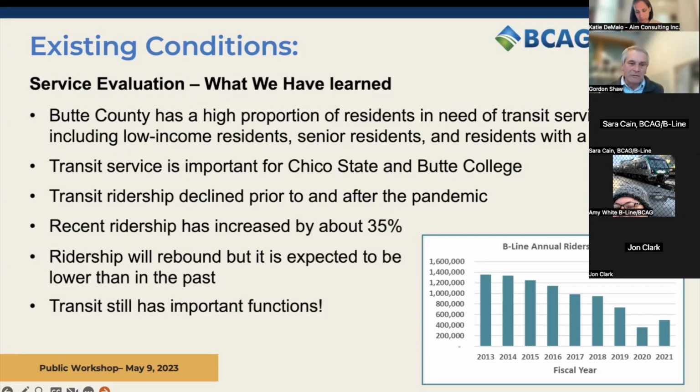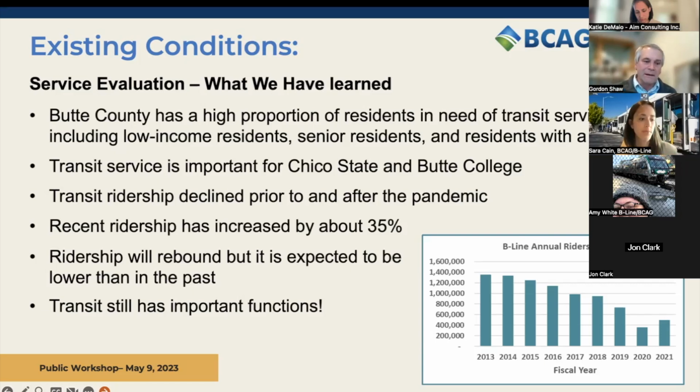In terms of demographics, Butte County has a high proportion of residents that need transit services. So compared to other areas of the state, a little bit more low-income residents and more senior residents and residents with a disability. So there certainly is a need for persons who don't have a car, as well as people who choose not to have a car. We really find that transit service is important for both institutes of higher learning, Chico State as well as Butte College, and it's important for the function of those campuses.